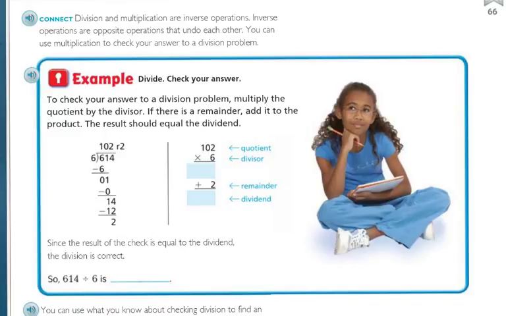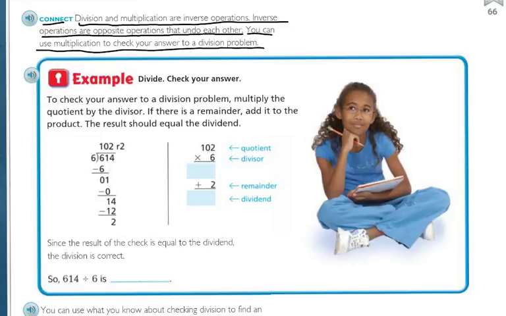So we're going to connect right here. It says connect. Division and multiplication are inverse operations. Inverse operations are the opposite operation that undo each other. You can use multiplication to check your answer of a division problem. So let's look at our example. To check your answer to a division problem, multiply the quotient by the divisor. If there is a remainder, add it to the product. The result should equal the dividend.